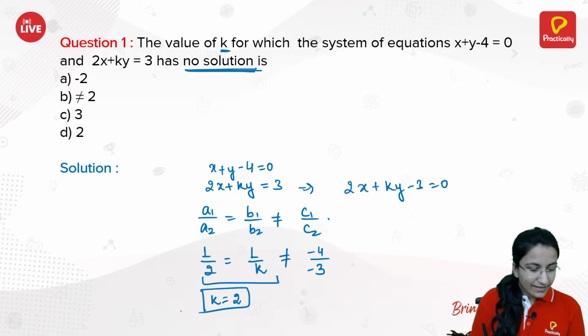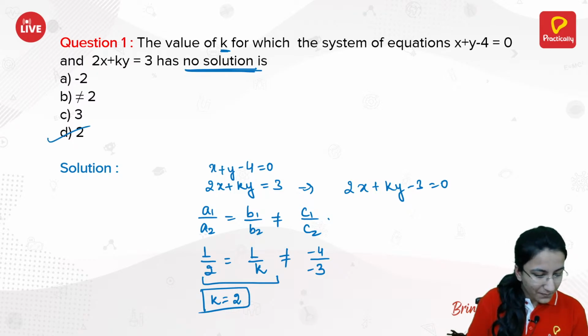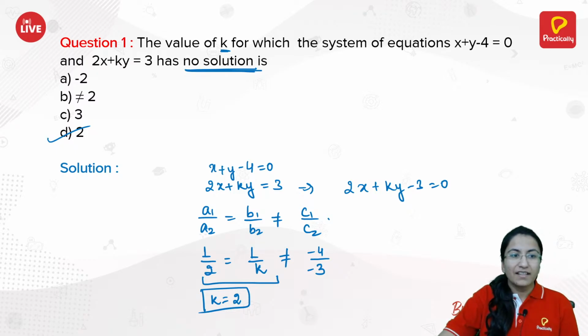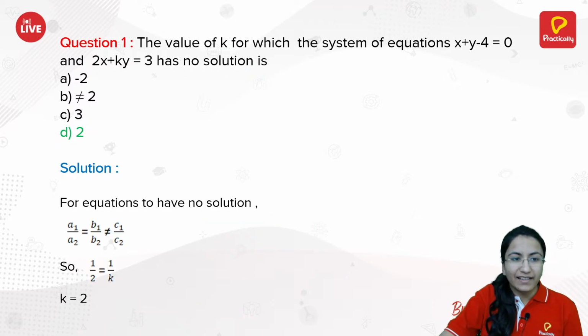Right, k is equal to 2. So that means D option is correct. Most of you have given the correct answer. Great. So we have D option as the correct answer. Let's jump to the next question.